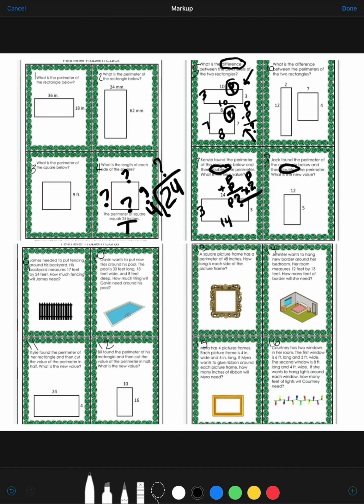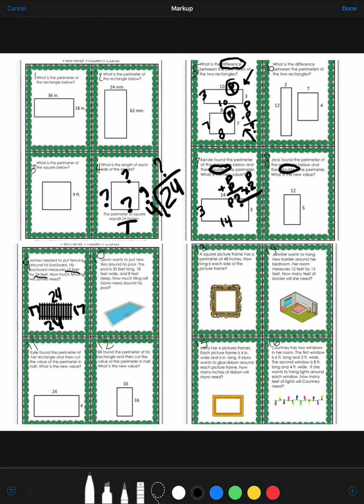Okay, let's look at number 9. So this one looks a little bit different because they gave us a real picture and they didn't label it for us. So that'll be your job. You have to read the problem and label the picture. So it says that he has this fence in his backyard and it is 17 by 24 feet. So I'm going to label this picture. Well, 17 would probably be the shorter sides, right? And 24 would be the longer sides. So then I would find the perimeter for this fence by adding up all the sides.